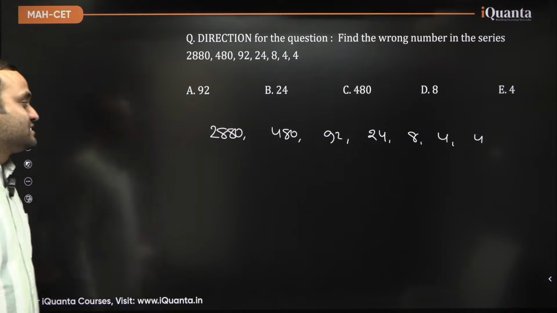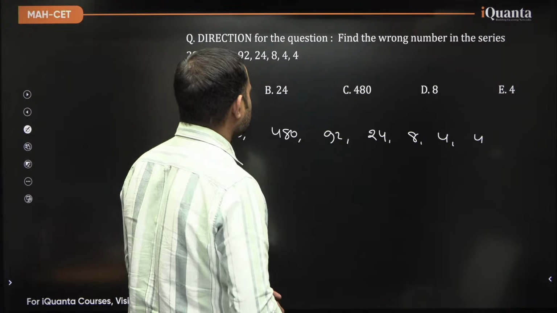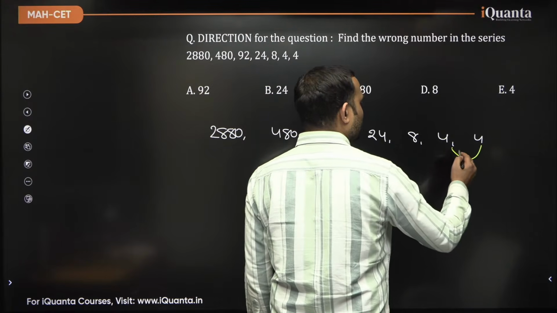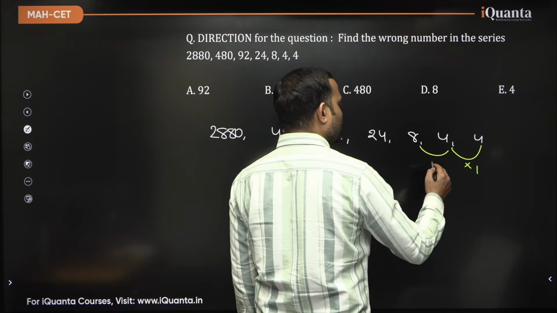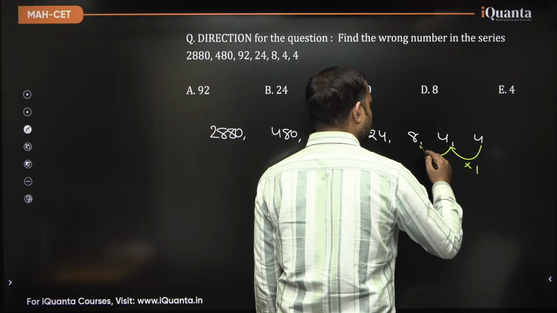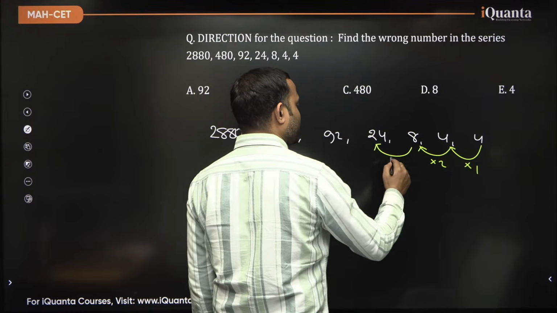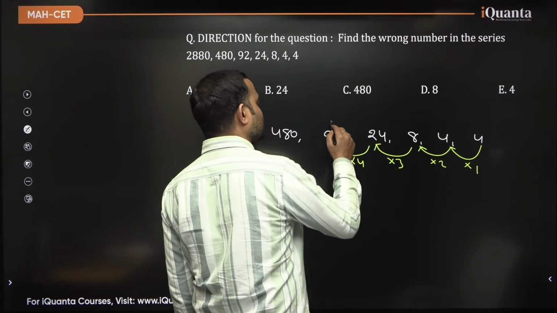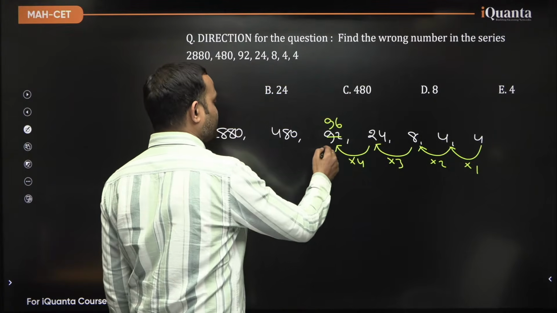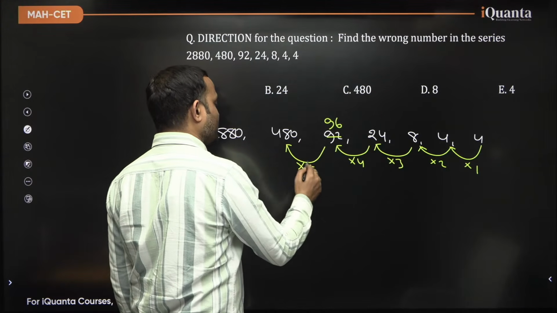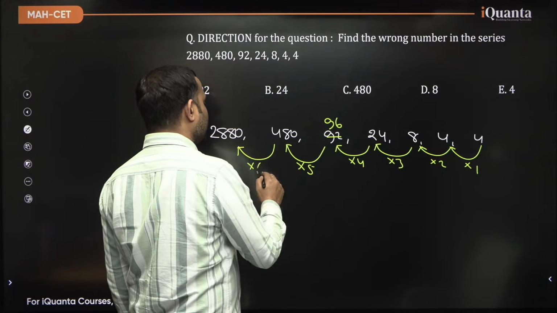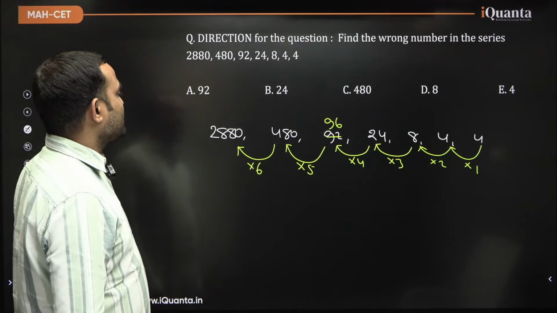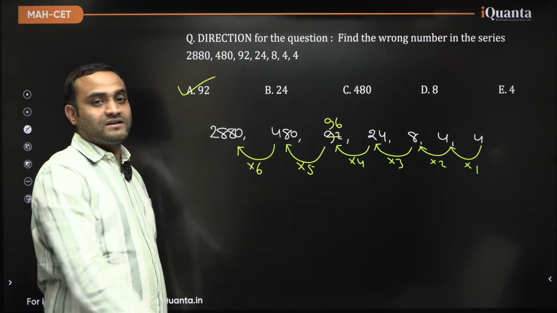92. Yes, I guess 92 is correct, guys. What is happening here? 4 into 1, 4 into 2 is 8, 8 into 3 is 24, then this should be into 4. So this should be 96. And then if you take 96 into 5, that is 480, and then into 6 is 2880. Now everything makes sense. Instead of 92, it should have been 96.